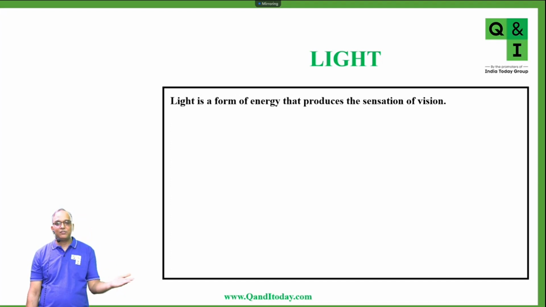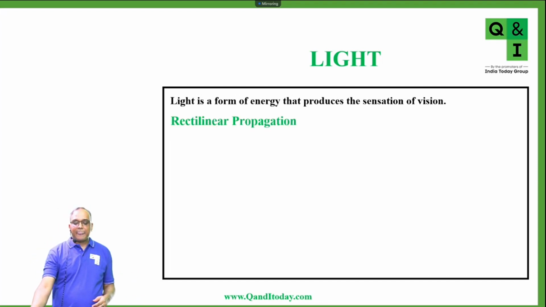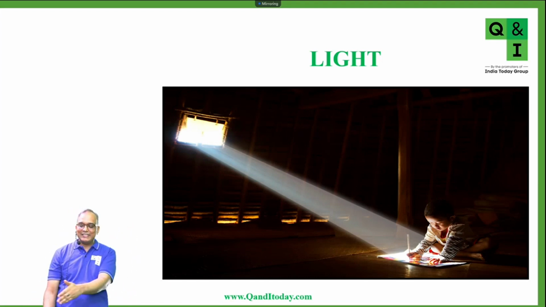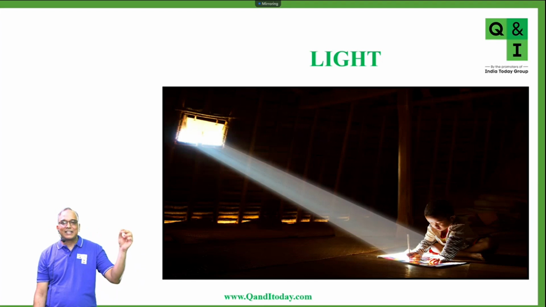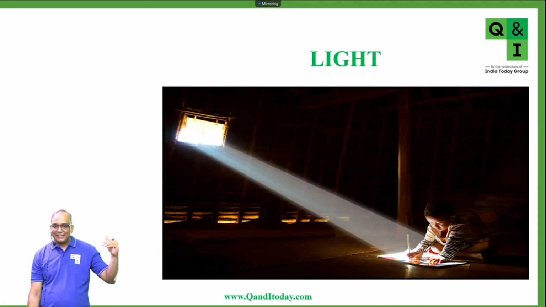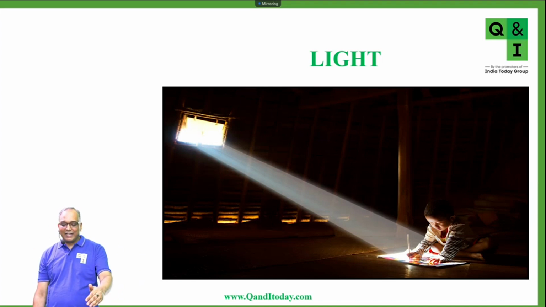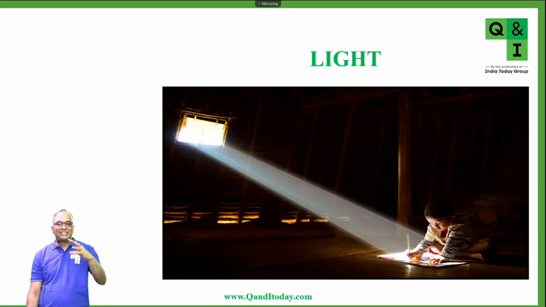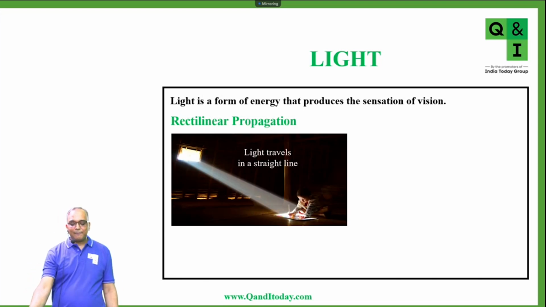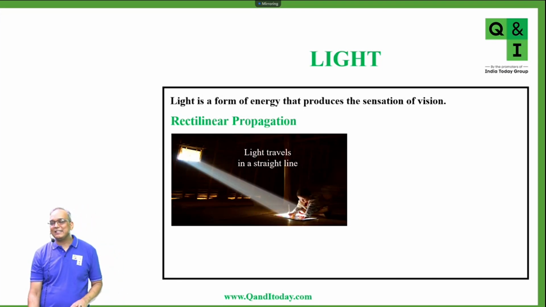It's the same thing which we have done in the previous slide. Rectilinear propagation, as I said, means when light travels, it will travel in a straight line. You can see this example. Here the light is coming from a small window, and you can see that light rays are traveling straight. And how do you see that? There are dust particles which get illuminated because of the light, and then you can see the light ray traveling straight. Okay. So rectilinear propagation means light travels in a straight line.